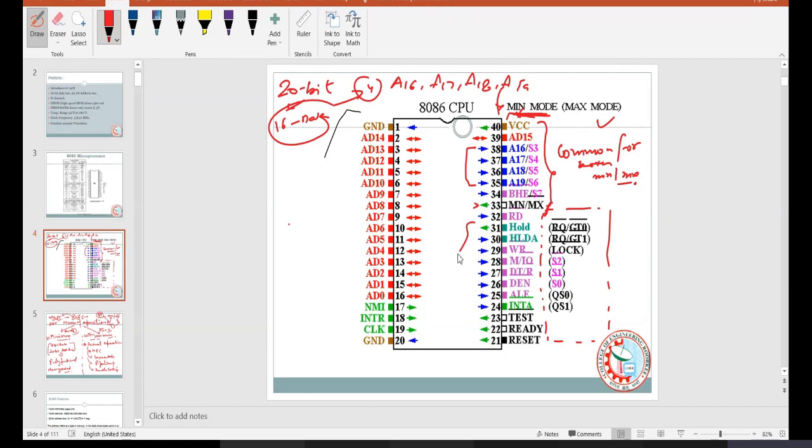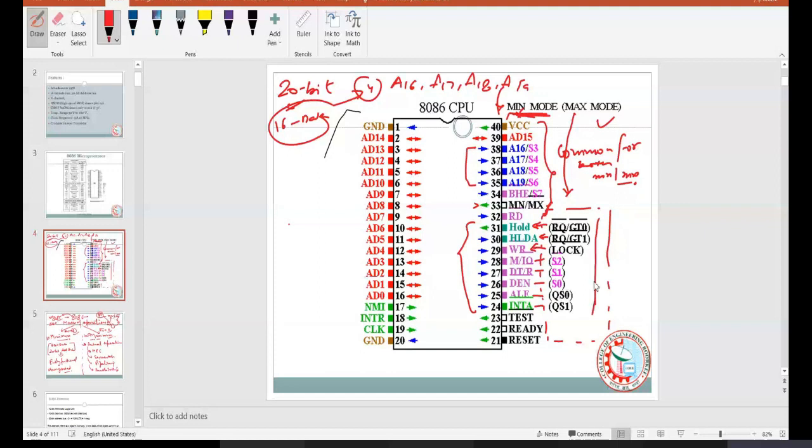Fine, hold will be replaced by RQ/GT0, HLDA will be replaced by RQ/GT1, WR bar will be replaced by LOCK, M/IO will be replaced by S2, DT/R will be replaced by S1, DEN will be replaced by S0, ALE will be replaced by QS0, INTA will be replaced by QS1. So these 8 signals will take their place inside the pin diagram the moment we select the maximum mode.